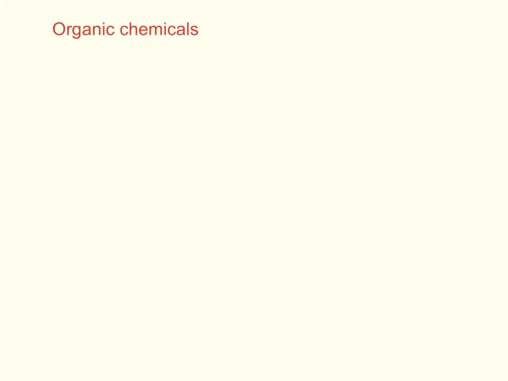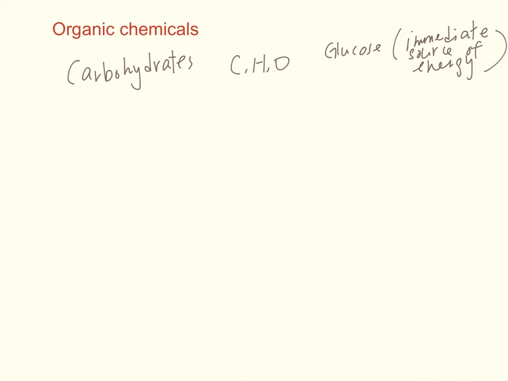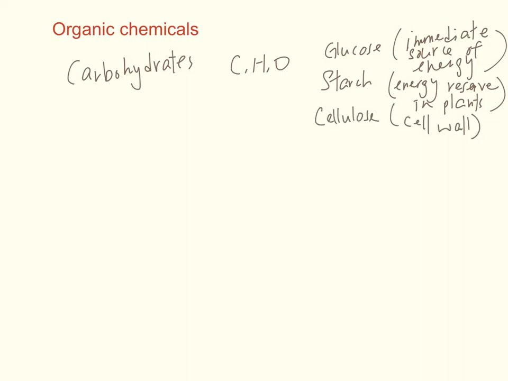Next, let's look at some organic chemicals in living things. The first one we have would be carbohydrates. Carbohydrates are made up of the atoms C, H, and O. One of them would be glucose, which is used for an immediate source of energy. Starch, another type, is used as energy reserve in plants. Cellulose, another type, is used for making the cell wall.